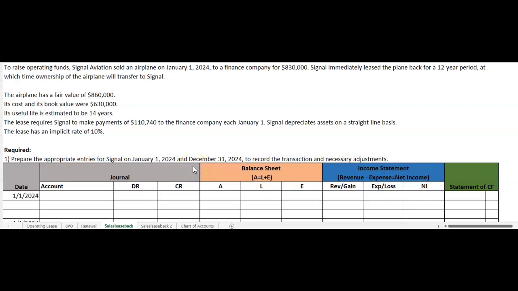Let's take a few moments and look at a sale-leaseback transaction. First, what is a sale-leaseback transaction? Well, really that's where the owner of an asset sells it to another party and then immediately leases it back from the new owner. Sounds strange, it could be, but it does happen quite a bit.